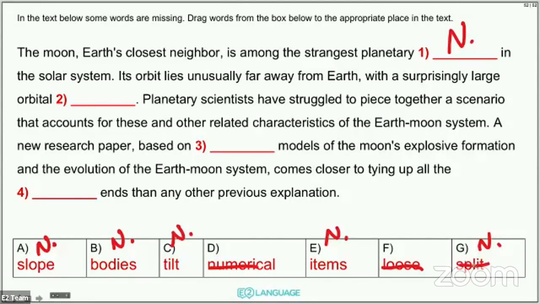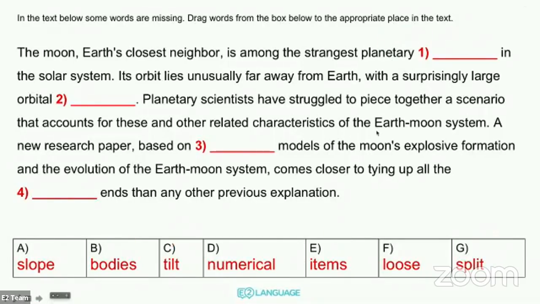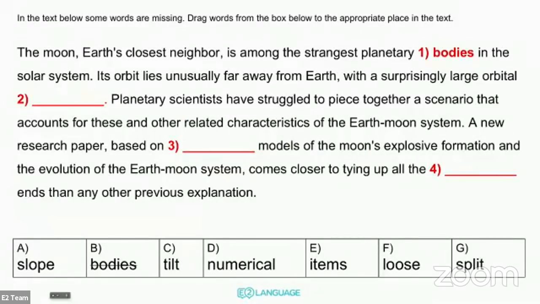Okay, we've eliminated two of them, which is helpful. But here, what you really need to do is think about what word do I need to insert here to create a natural sounding phrase? A planetary slope, planetary bodies, planetary tilt, planetary items, or planetary split. Okay, so that's the sort of thinking that you need to go through. What type of word can fit there? Okay, what's the correct phrase? So the first one is planetary bodies.